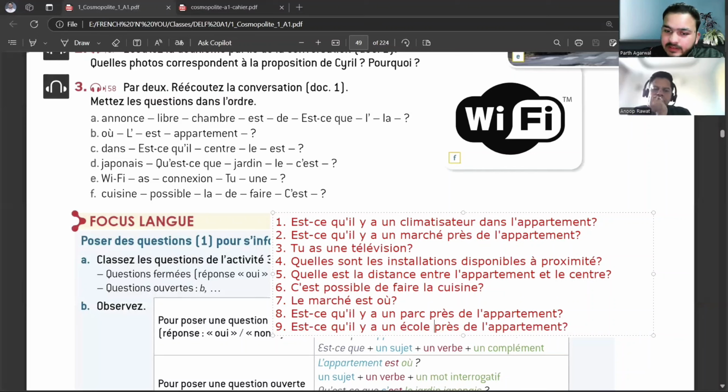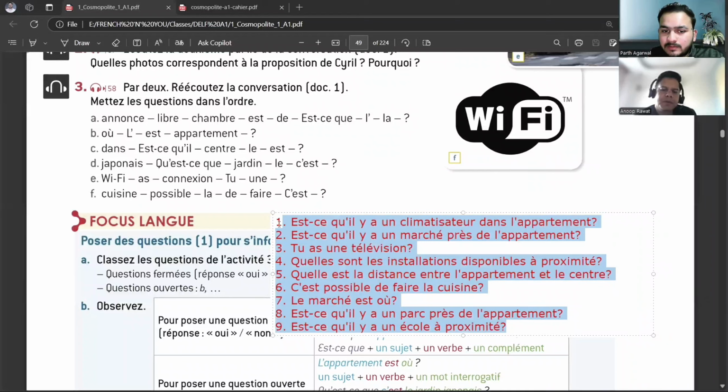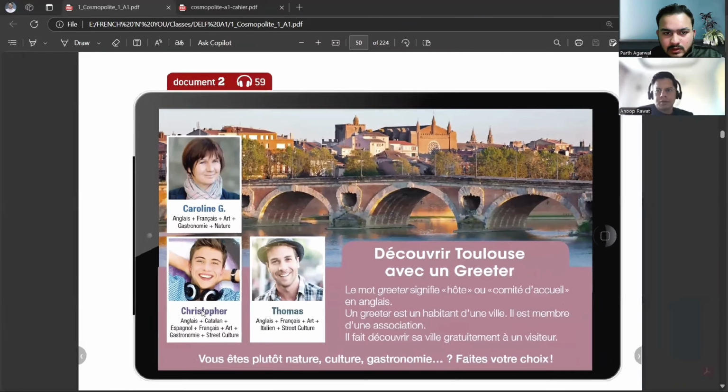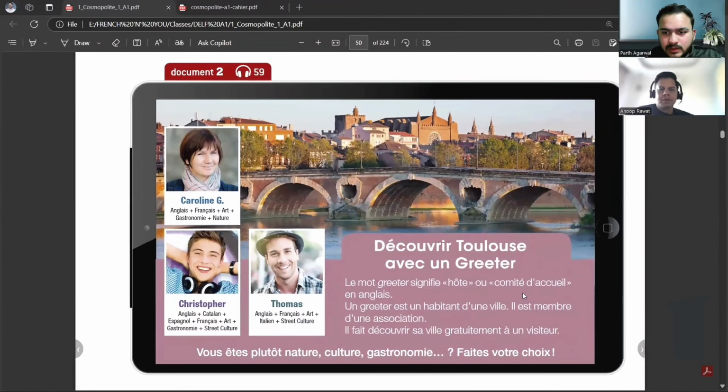École, près de l'appartement aussi, and you can also write à proximité. À proximité is also nearby. So you can write à proximité. That means, is there a school nearby? Okay? So these are some of the questions that you can write. Près de means near, and à proximité is like nearby. Now, just go through this document quickly.